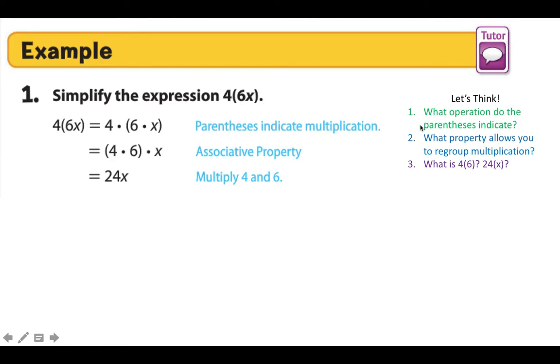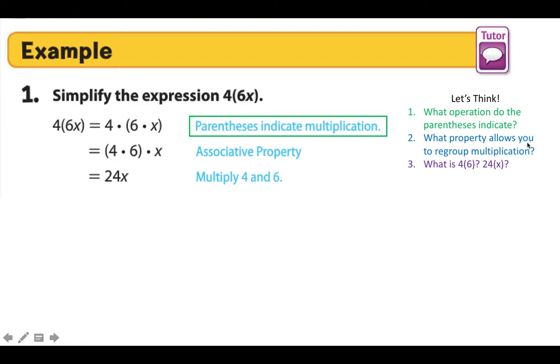So the first thing we want to think about is the operation that is indicated by parentheses. And in this particular expression, that's multiplication. So we can also read this as 4 times 6 times x. And notice what has happened in parentheses. We've got 6 times x grouped using the parentheses.